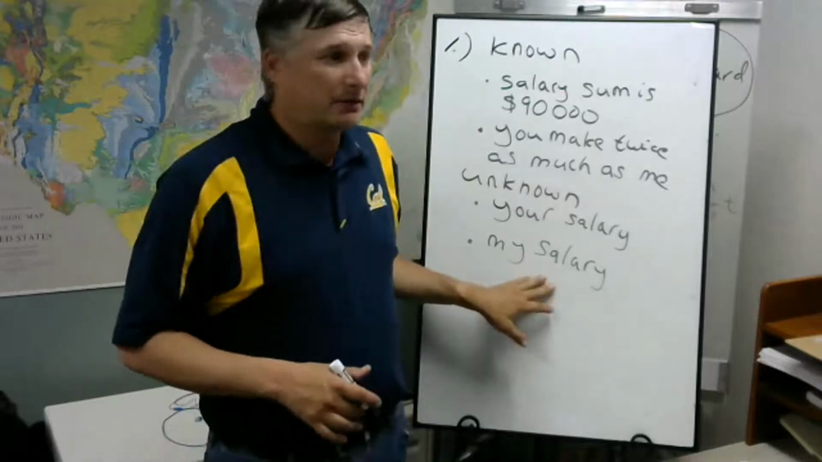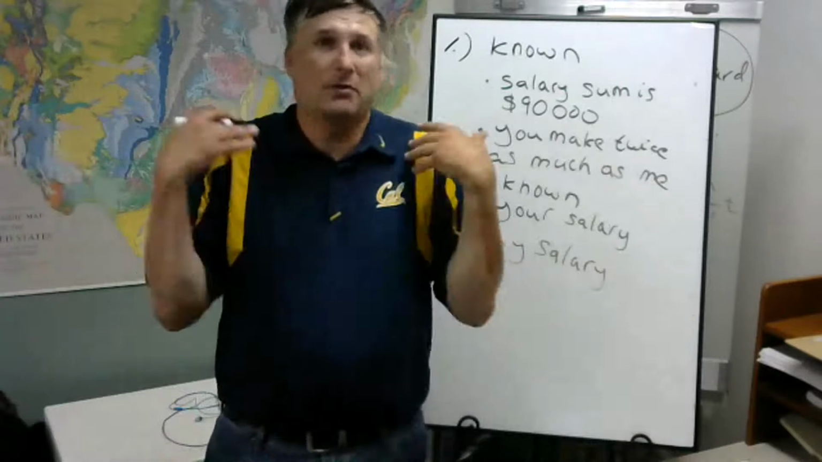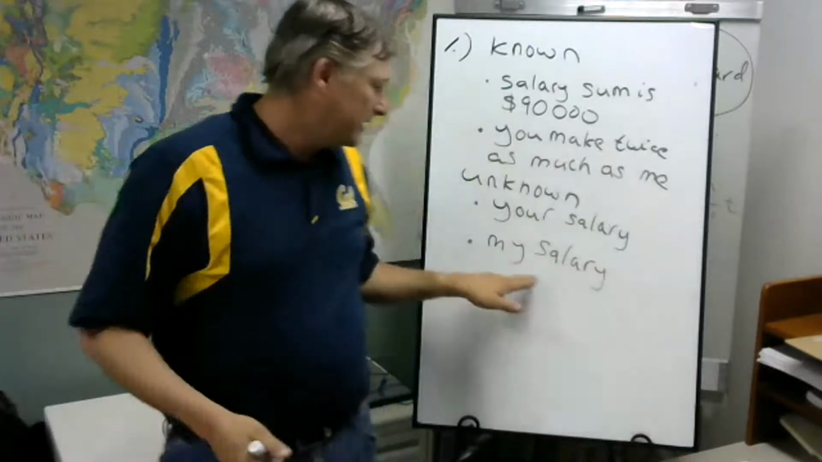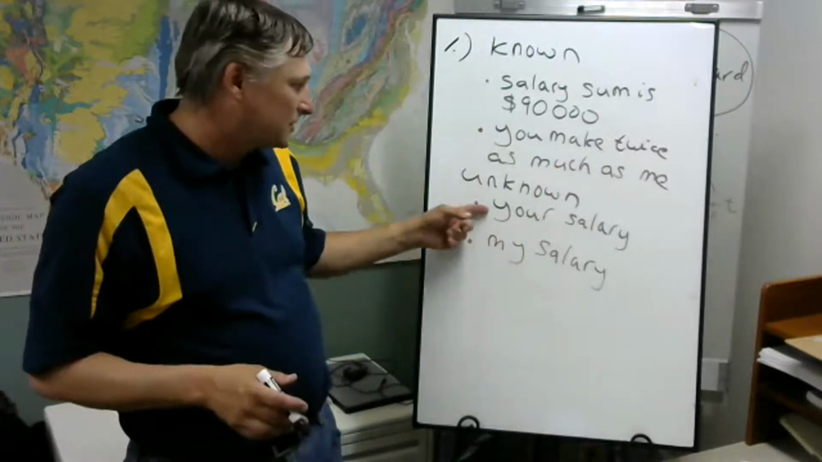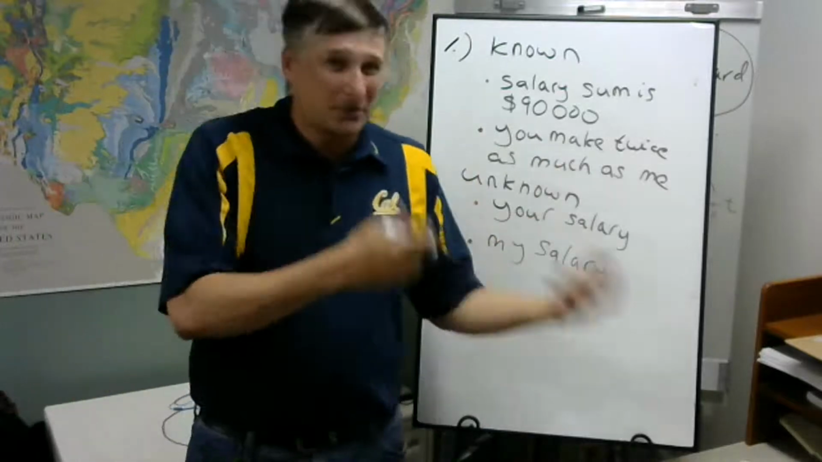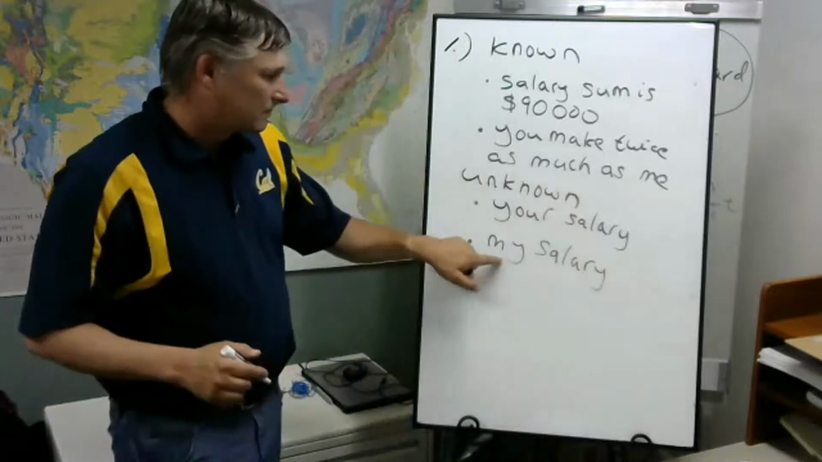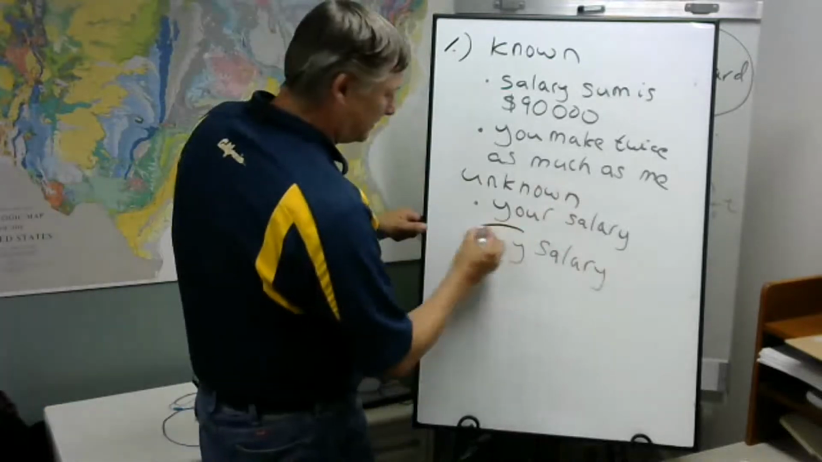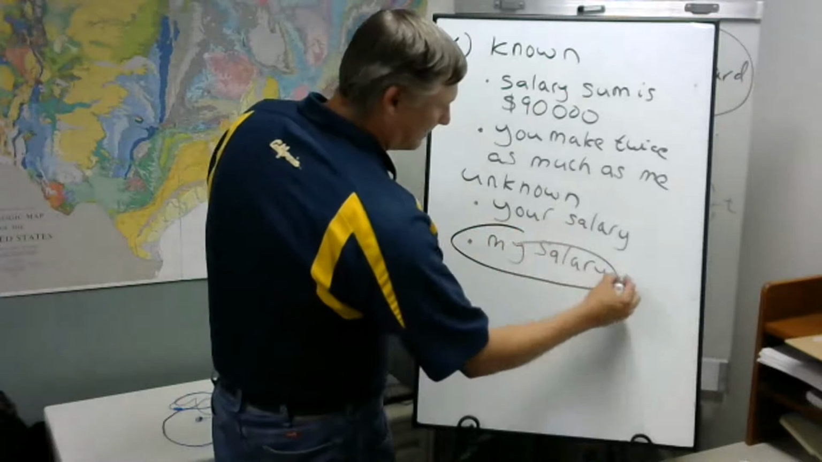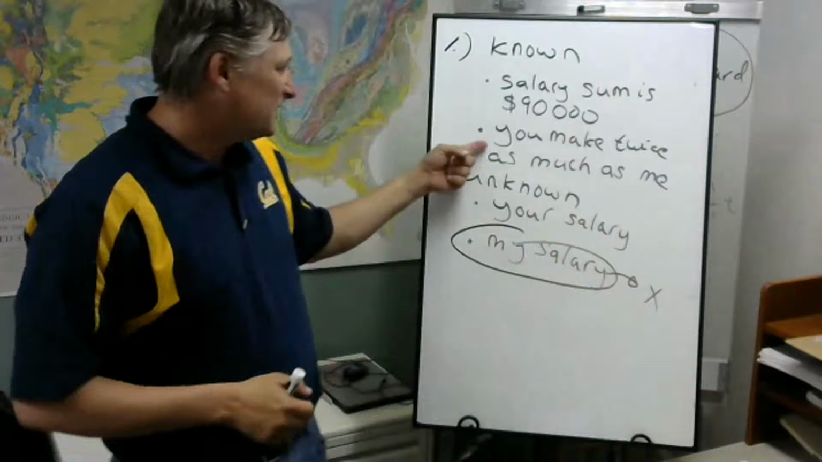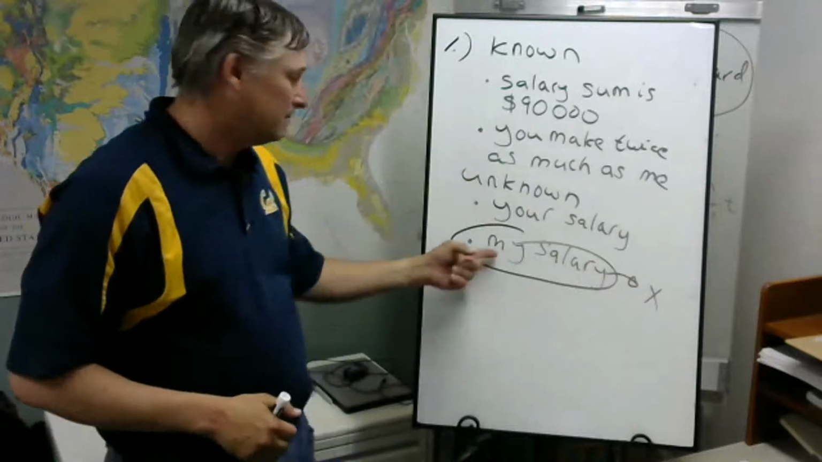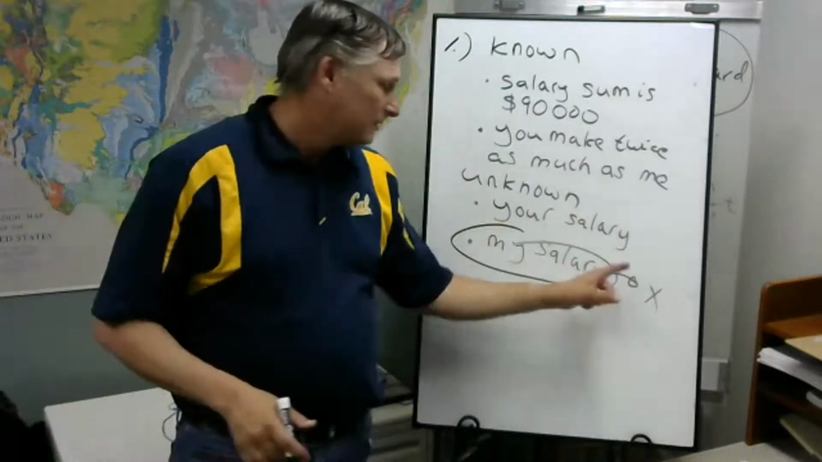My salary, on the other hand, is totally unknown. We just know that I have one. So this one here is totally unknown, and yours is going to be based on mine. Yours is twice as much as mine. This one here, this is the real unknown. This is the big mystery. Let's call that X. Yours isn't totally a mystery, but mine, totally a mystery. We're going to call that one X.